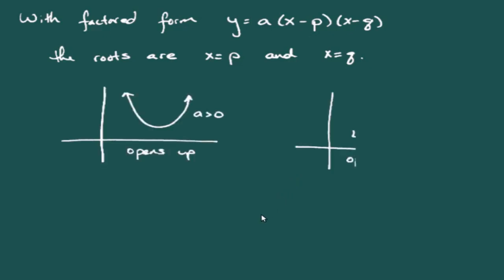So again, where does our a come into this? Just as a reminder, if a is positive, that tells us that our parabola is opening up. If a is negative, it means that our parabola is opening down.